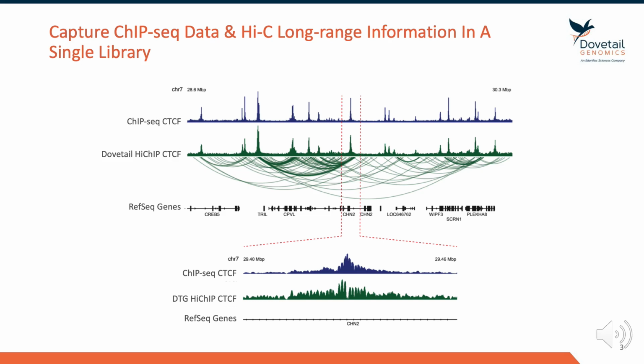Now, if you were to zoom in on any one of these peaks, you can see that we can phase nucleosomes, bottom in the green profile, where you can't with ChIP-seq data because we use MNase to fragment the genome.